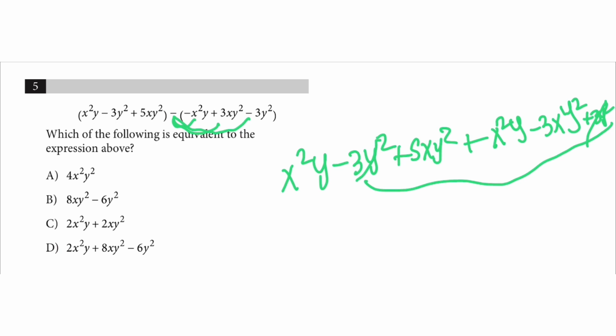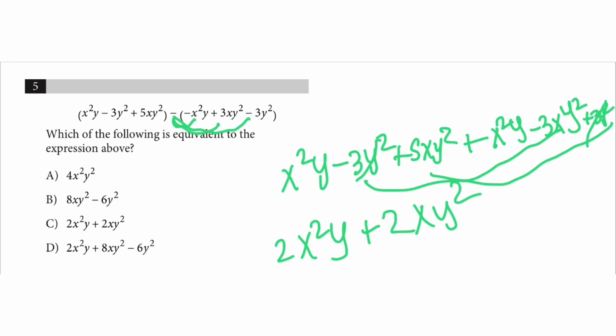And then you got x squared y positive, x squared y positive. So those will just get added up to 2x squared y. And then you have plus 5xy squared and you have minus 3xy squared. So these two, 5 minus 3, will just give you a positive 2xy squared. So that looks a lot like C, so that's the answer.